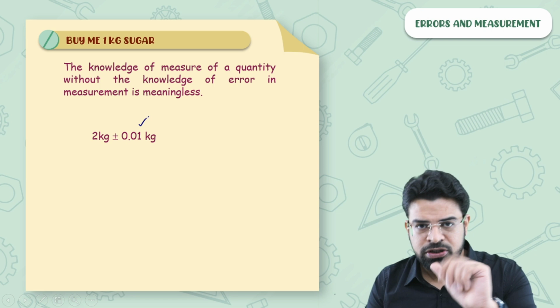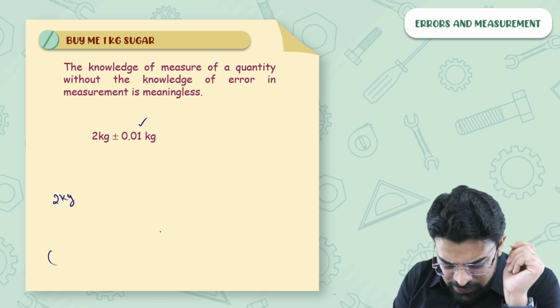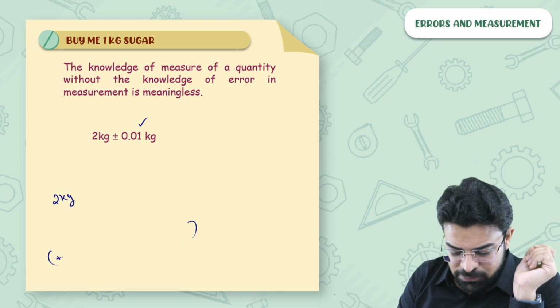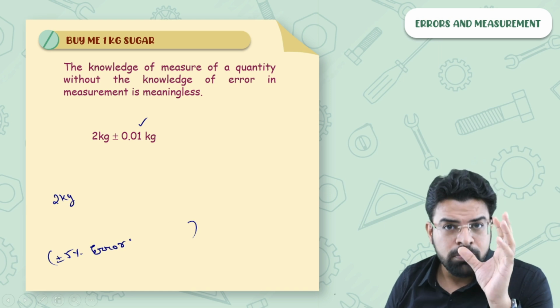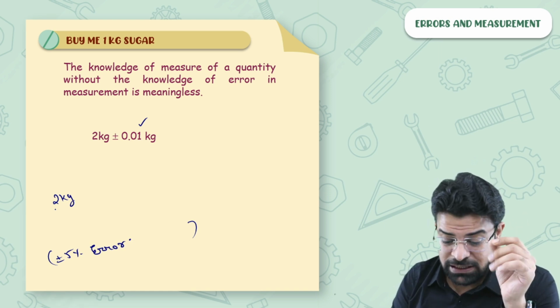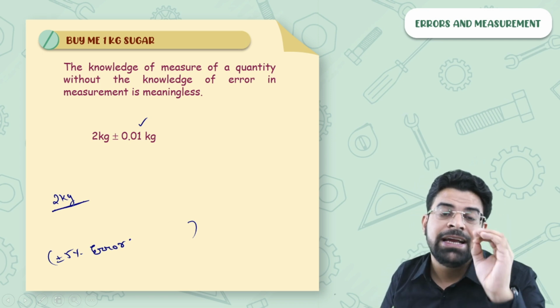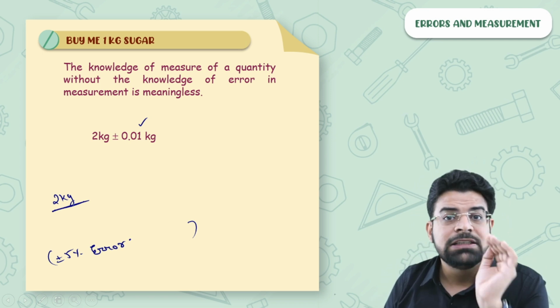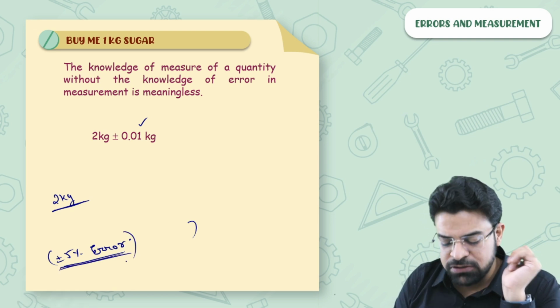Now, when you buy something, on that packet it's written 2 kg. And somewhere down on the packet, it's written plus minus 5% error. Why? Because when you buy a product, the seller knows they are incapable of exactly measuring 2 kg and supplying it to you. So there is always some scope of error. So they write underneath the packet plus minus 5% error.